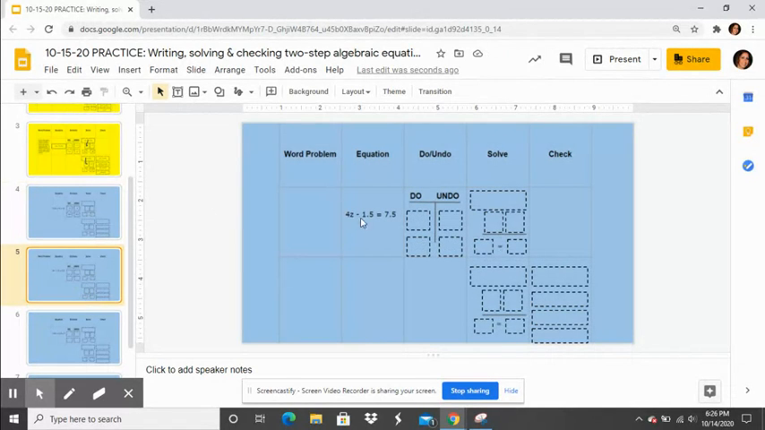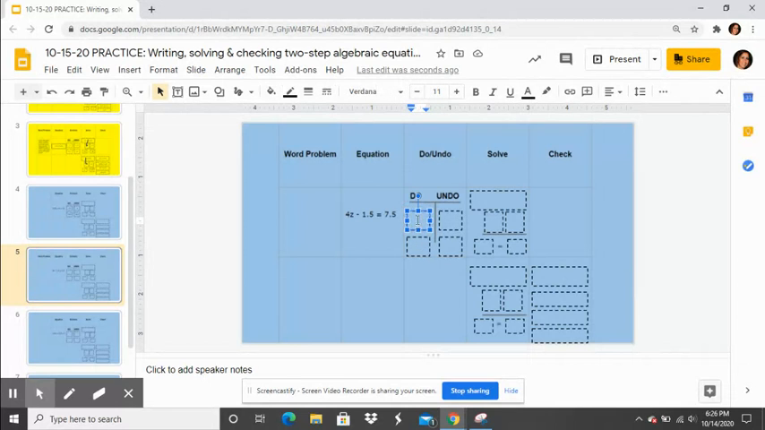Okay, go to the next one. 4z minus 1.5 equals 7.5. Okay, I'm going to do and undo the constant, which is the number by itself, which is a minus 1.5. So to undo that, you're going to add 1.5. Then the second do and undo is the number with the variable. So the 4 is getting multiplied. So to undo that, you divide by 4.